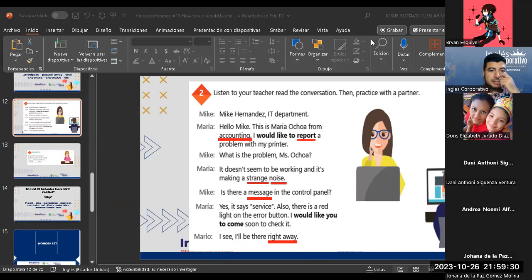Okay, the time is passing by. Creo que el tiempo ya se fue.